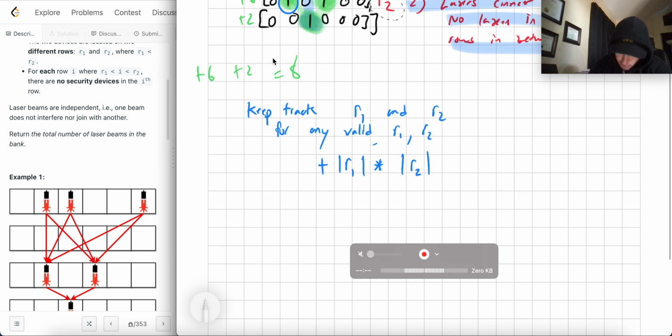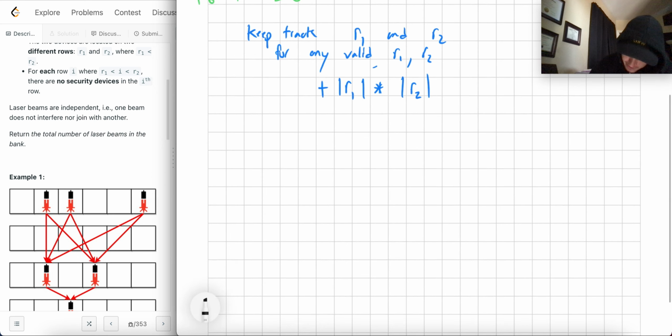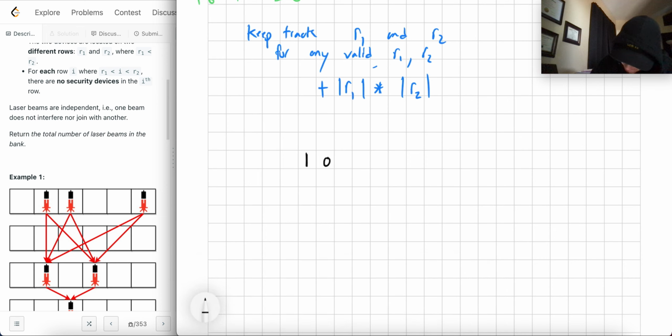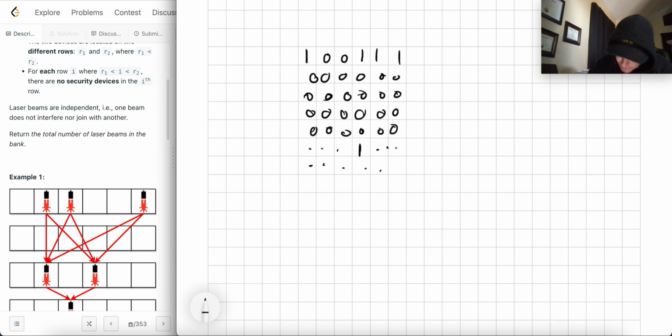And what I mean by that is, let's do a little general example here, right? If I had lasers here, and then I had a system of all zeros. As soon as I find something with a 1 in it, right? Nothing below this point can connect above, right?